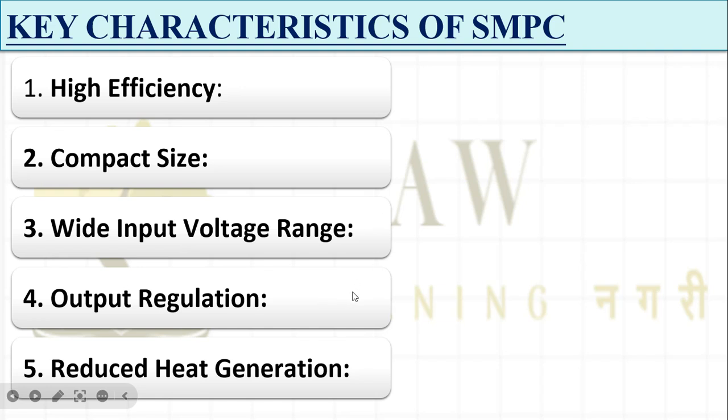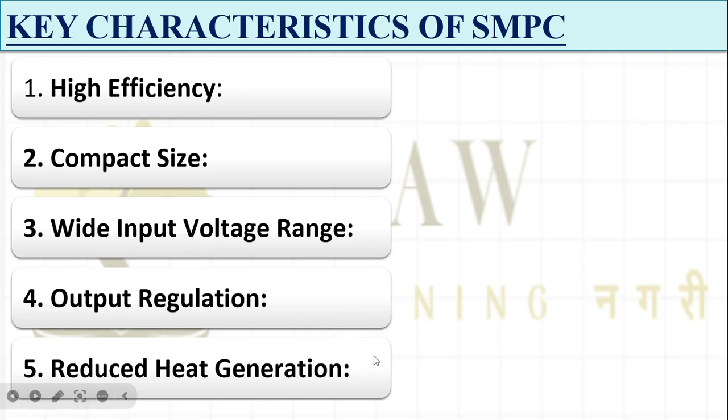Then output regulation. Whatever kind of output we want, 1 volt, 0.5 volt, 100 volt, 1000 volt, either AC or DC, any kind of output we will get, and the output is well regulated. It is not like I want 10 volt and it is fluctuating from 8 volt to 12 volt. With the help of a switched mode power converter, we can get very accurate output. If the requirement is 10 volt, we will get 9.9 to 10.1 volt.